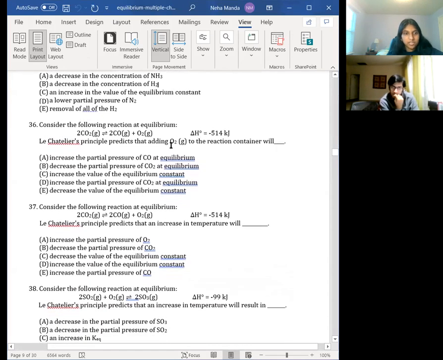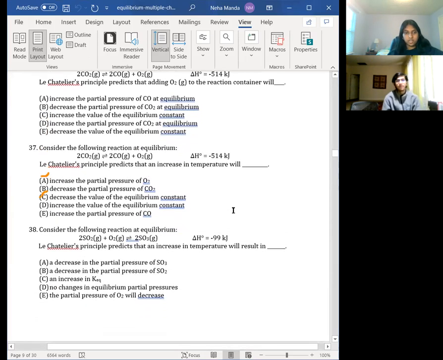Adding O2. It doesn't affect the equilibrium constant, so we can rule out C and E. Partial pressure. Well, it's going to shift to the left now, right? Because we've added stuff to the right. Okay. So it should increase the partial pressure of carbon monoxide. Oh, sorry, carbon dioxide. Increase. So D? Yeah, it's D. Okay.